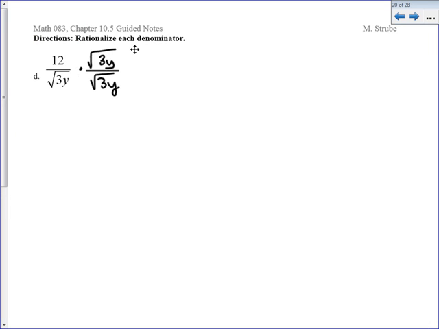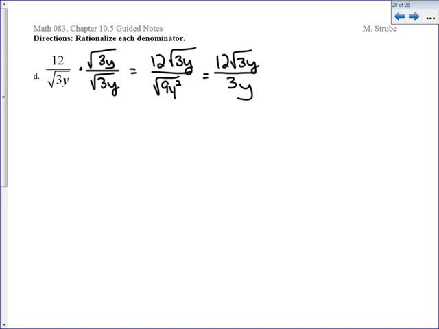Now, in the numerator, can I actually multiply these two together, like the 12 and the square root of 3y, for example? No, one's got a square root, one doesn't, so they just sit next to each other. And then the square root of 3y times the square root of 3y. It's going to be the square root of 9y squared, which just comes right back to 3y. And right here, if they don't have a square root, you can simplify them. It doesn't matter that there's a y with the 3.